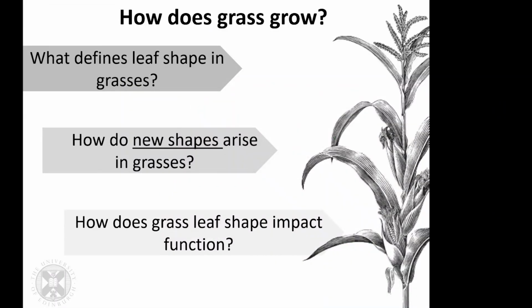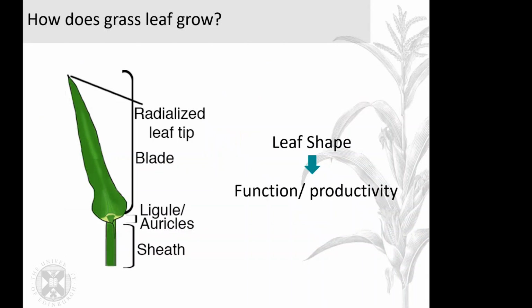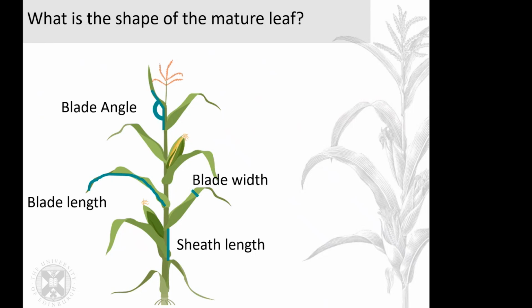So we know that the leaf shape is important, but what actually defines the leaf shape and what can we use to modulate its shape? Well, leaf shape is important for function, but how do we define the leaf shape? This is the first step that we have in this process. So we can do some very simple things. We can measure leaf length. We can measure blade length, blade width, blade angle. So those are the things that we've done traditionally. And this gives us some really good data. But what we've found is it doesn't give us a comprehensive understanding of what the leaf shape is like.